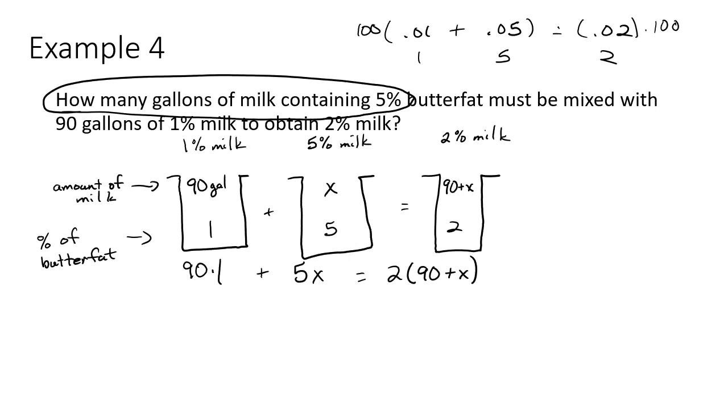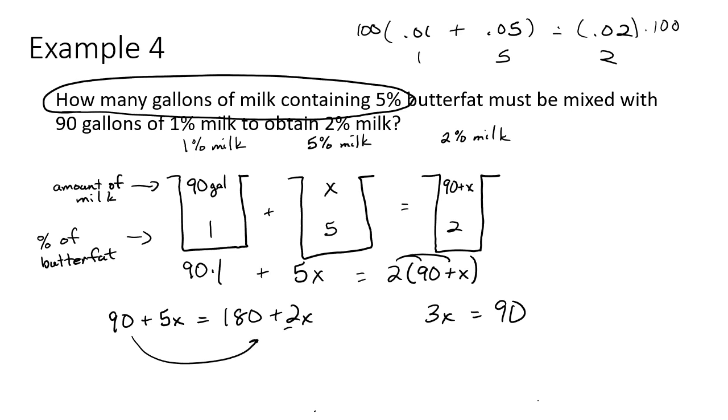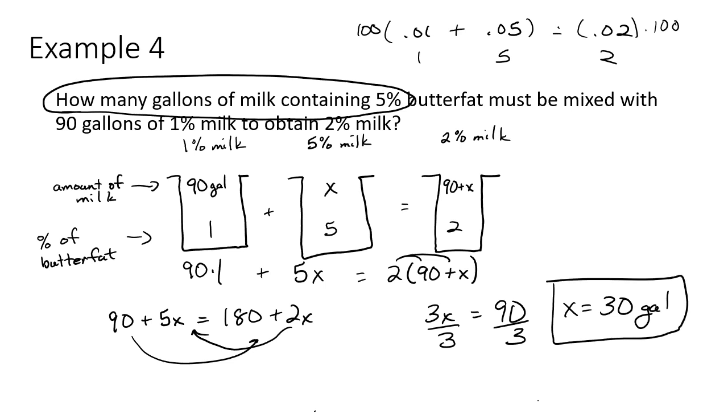I'm going to simplify this a little bit. We've got 90 plus 5x is equal to, if I distribute the 2 through, 180 plus 2x. And now this is just a linear equation. So I'm going to subtract 2x from both sides to get a 3x over on the left. And if I subtract 90 from both sides, that would give me a 90 over on the right. So it's just about rearranging the terms here. Then I just divide both sides by 3. And so we get that x has to be equal to 30 gallons.